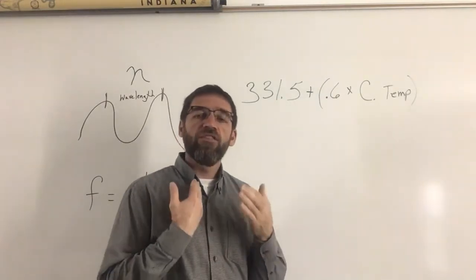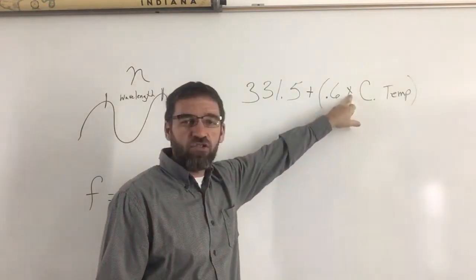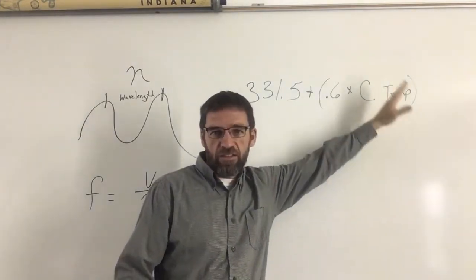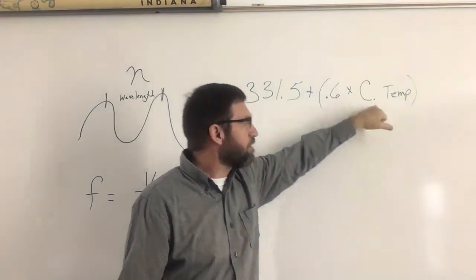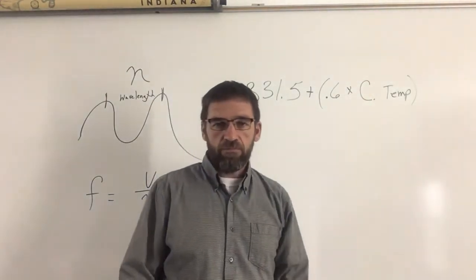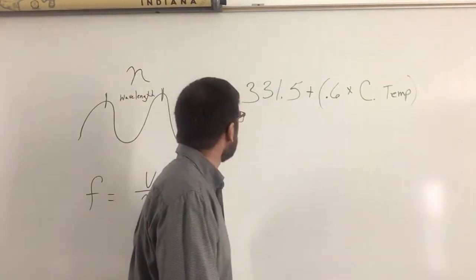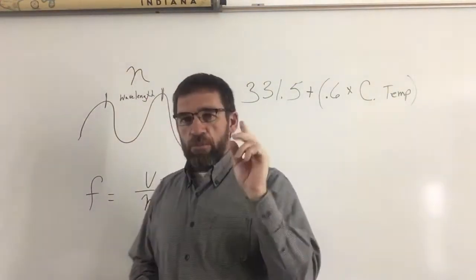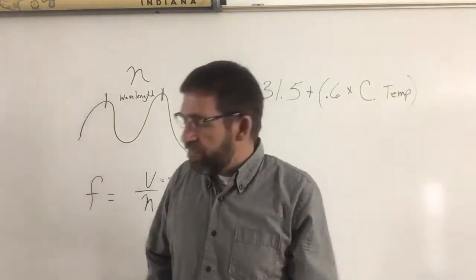So you have to have the Celsius temperature, multiply it times 0.6. This is a multiplication sign. Multiply it times 0.6 Celsius temperature. That's the end of the equation, okay? Not further. Once you go 0.6 times Celsius, then you add it to 331.5. Multiply first, add to 331.5. So you do a multiplication problem and an addition problem. Is that hard? Not really.